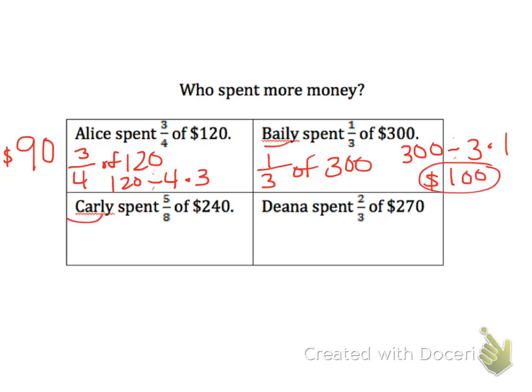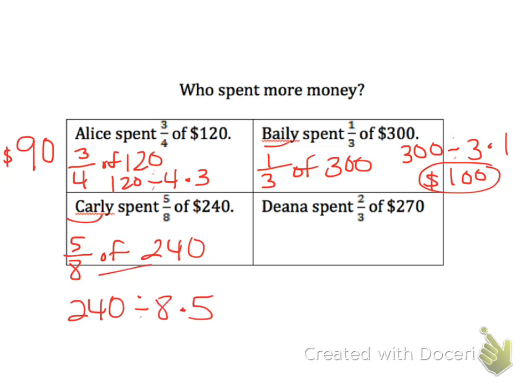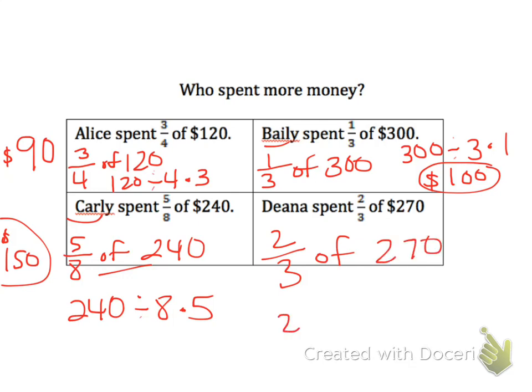Down here to Carly, 5/8 of 240. So 240 divided by 8 times 5. 240 divided by 8 is 30. 30 times 5 is $150. There's my money sign. And then Deanna spent 2/3 of 270. See how I did over here? 270 divided by 3 is 90. Times 2 is 180.